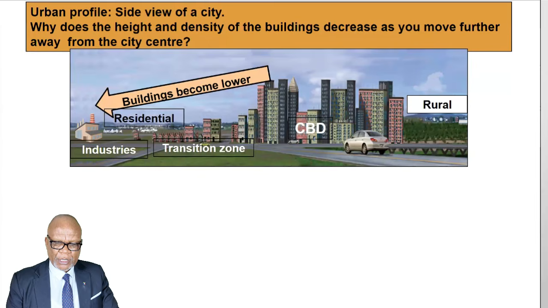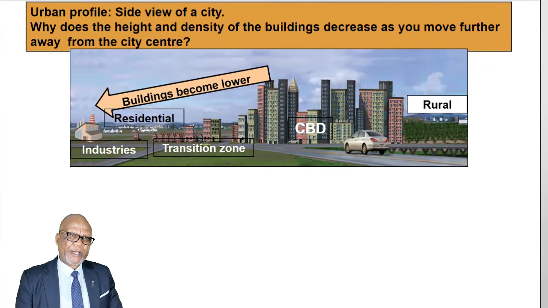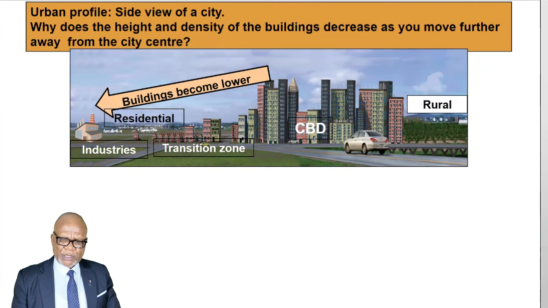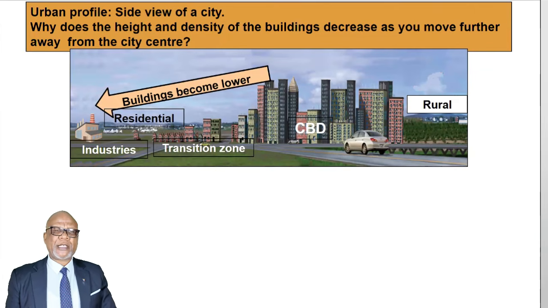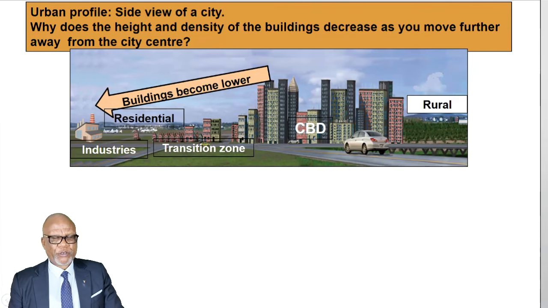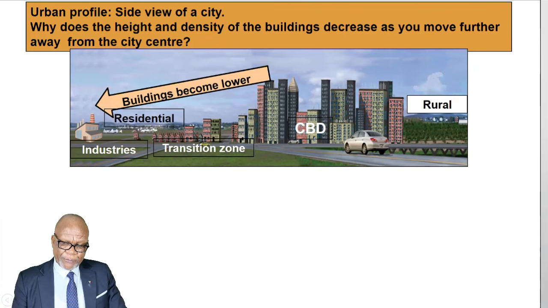Then what are we looking at here? Now we're looking at the urban profile. So what is urban profile? Urban profile is the side view of the city. And then what do we see from urban profile? We see that the buildings increase in height when you go towards the city center, and they decrease in height when you move away. And there is only one reason for that.